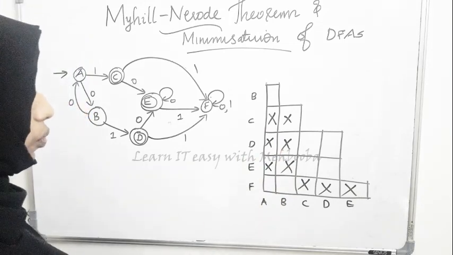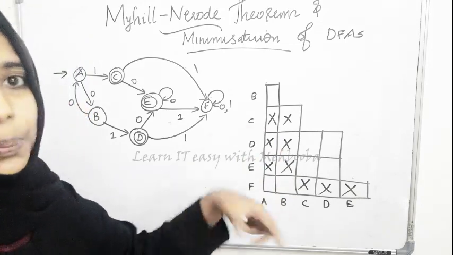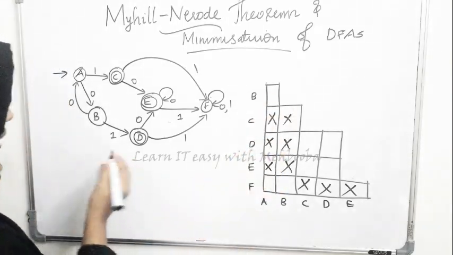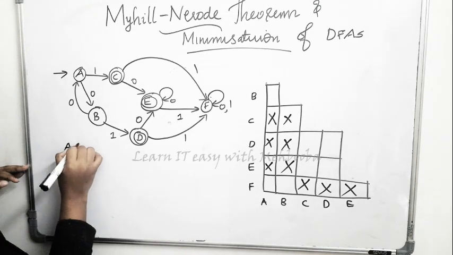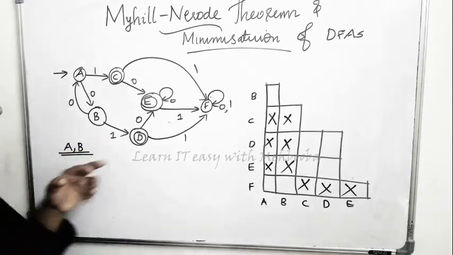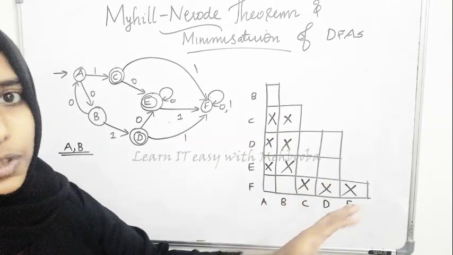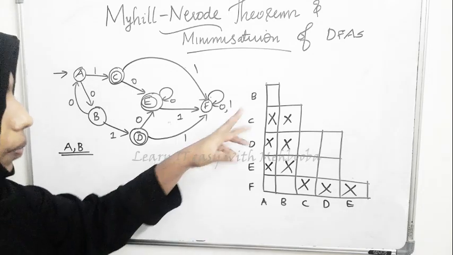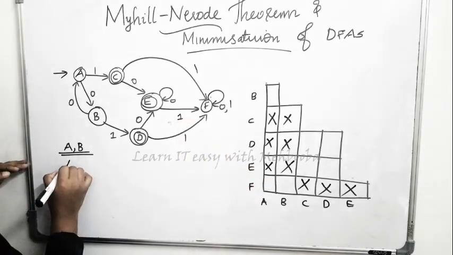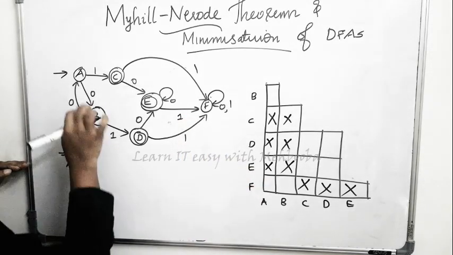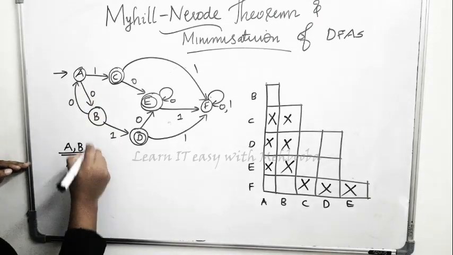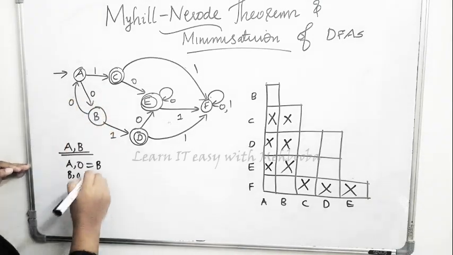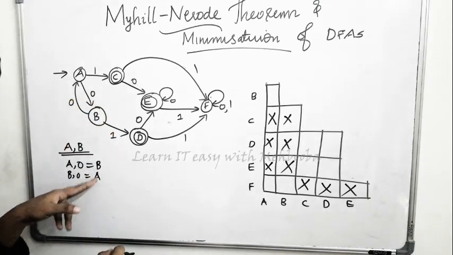Now what you have to do is take each pair one by one. The first pair that I am taking is AB. You can take any pair. The first pair that I am considering is AB, because that pair is not marked here. Once the pair is marked, you don't have to consider it anymore. So AB is not marked, so I am considering AB. A on 0 goes to B, and B on 0 goes to A. So we are getting the pair AB again.